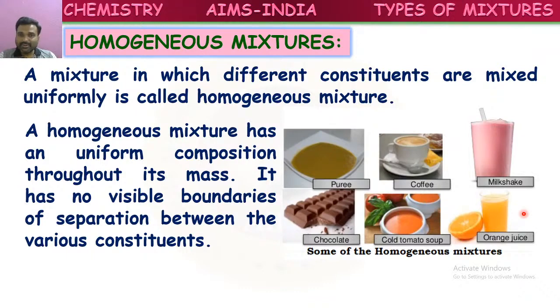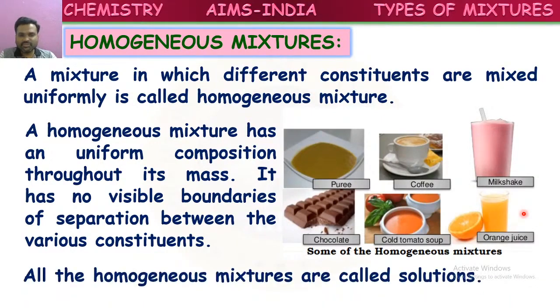In this way, the mixtures in which the composition is uniform throughout the solution or mixture are called homogeneous mixtures. In these homogeneous mixtures, there are no visible boundaries. The components or the ingredients cannot be seen directly. Such kinds of mixtures are called homogeneous mixtures. These homogeneous mixtures are also called solutions. Of course, there are different kinds of solutions: solid solutions, liquid solutions, solid-liquid solutions, which we will learn later.